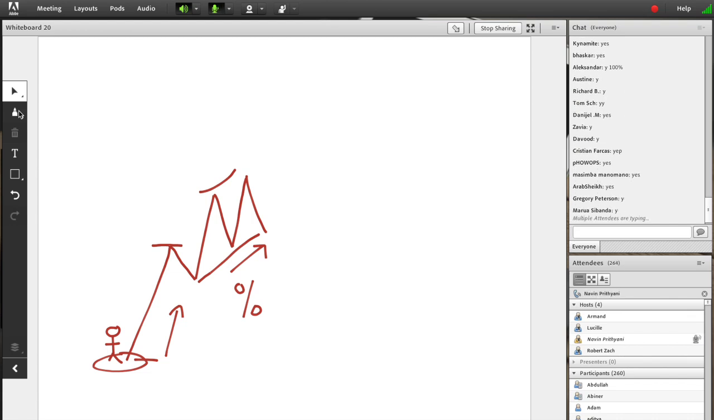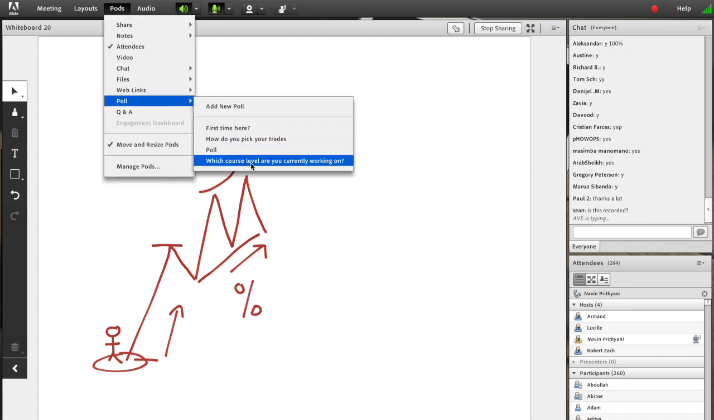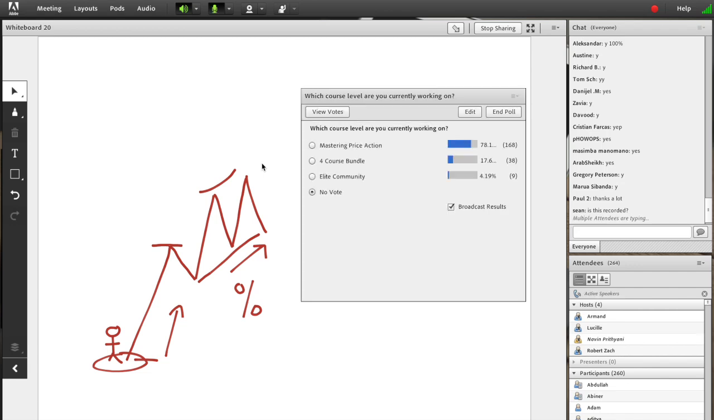Actually, let me ask you guys this. I don't know if I have the poll. What kind of students do we have in here? One second here. Let me see the votes. How many of you are MPA students, Mastering Price Action students? How many of you are of the 4-course bundle? How many of you are in the elite community? Sorry, some of these numbers have been there since last time. I just want to see what kind of people are in here. Okay, none of the above. Good, so that would be no votes. Got a good understanding there.